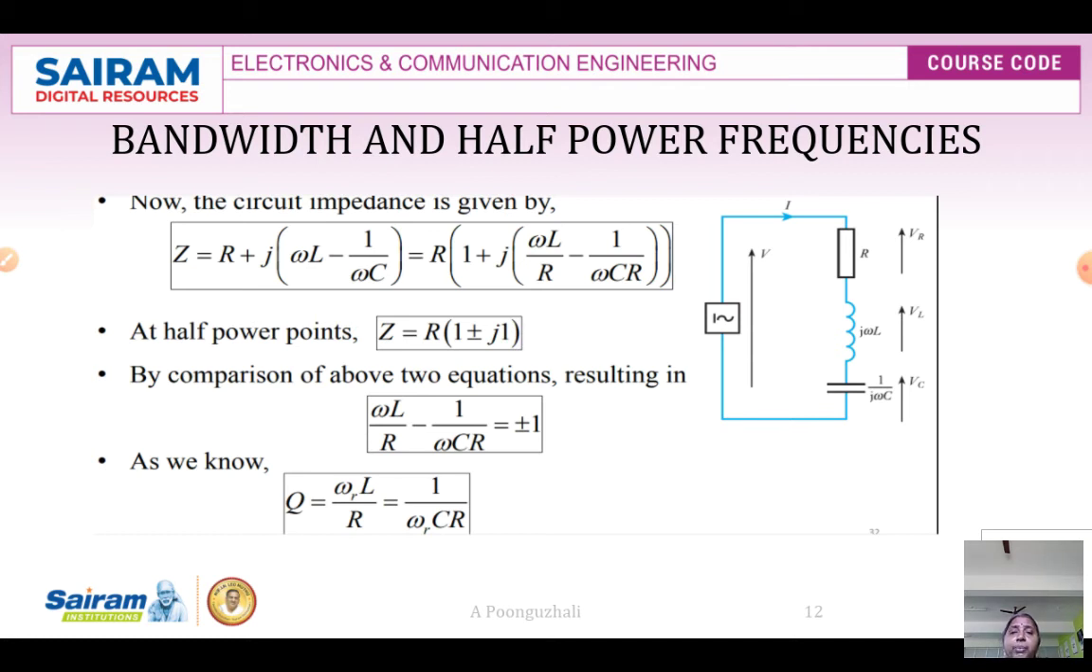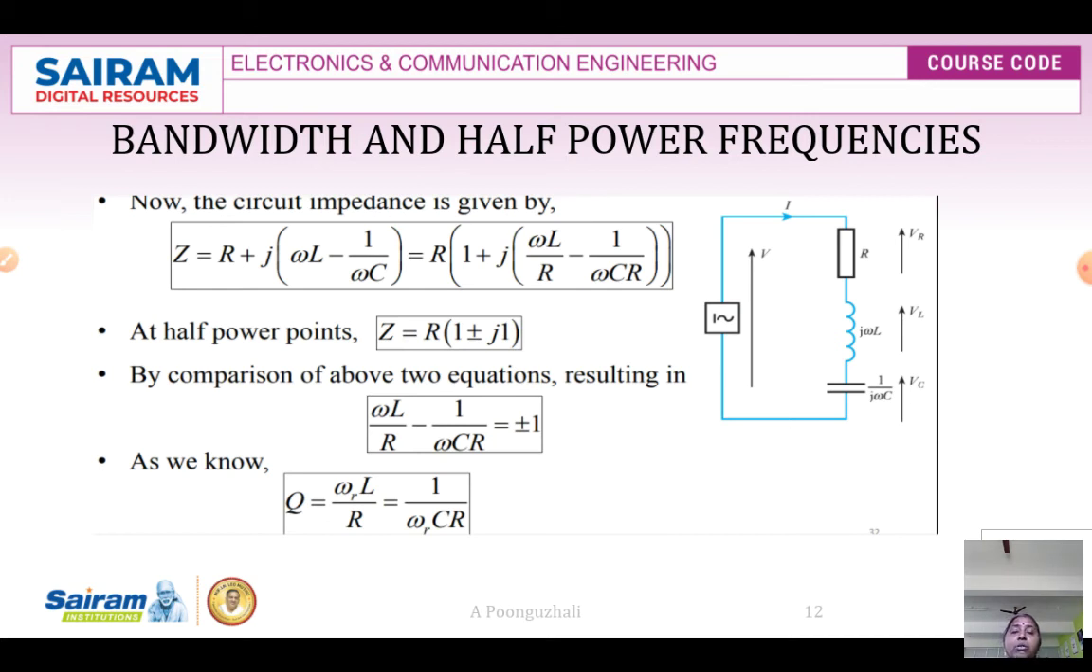So the total impedance is going to be given as R plus j into omega L minus 1 by omega C. If I take j outside and rewrite it, taking R inside, it is going to be R into 1 plus j into omega L by R minus 1 by omega CR. So at half power points, Z is equivalent to R into 1 plus or minus j1. By comparison we can say that omega L by R minus 1 by omega CR is equal to plus or minus 1. If I compare these two expressions, it is plus or minus 1 there.